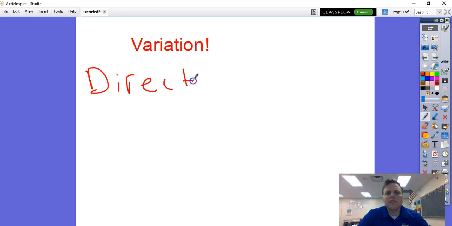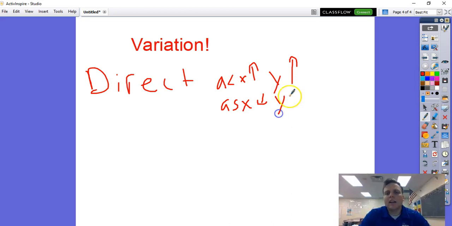All direct variation simply means is that as x goes up, y goes up. And what is the opposite of that? As x goes down, what do you think happens to y? What do y'all think happens to y? Y goes down. Absolutely. That's direct variation.